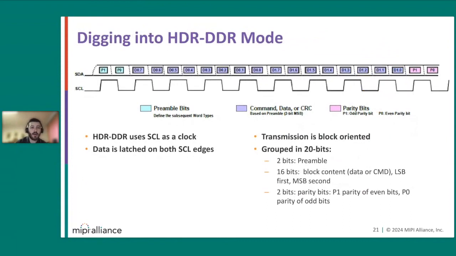So HDR DDR mode, as you can see, uses SCL as a clock. We also have these preamble bits. Their use will be dependent on which mode is being used and which block is being sent. But this is the general breakdown of it. We've got 20 bits: two preamble, 16 bits of content, and then two parity bits at the end for security and error detection. And of course, as you can see, unlike the standard data rate here, we're seeing data latching on both the clock high and clock low. So we're able to effectively get twice as much data through here.